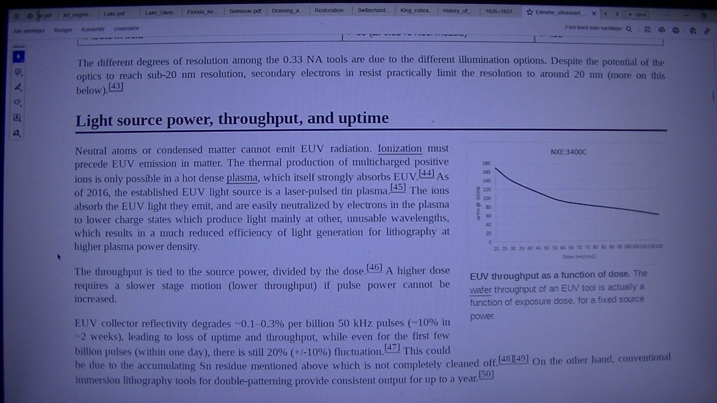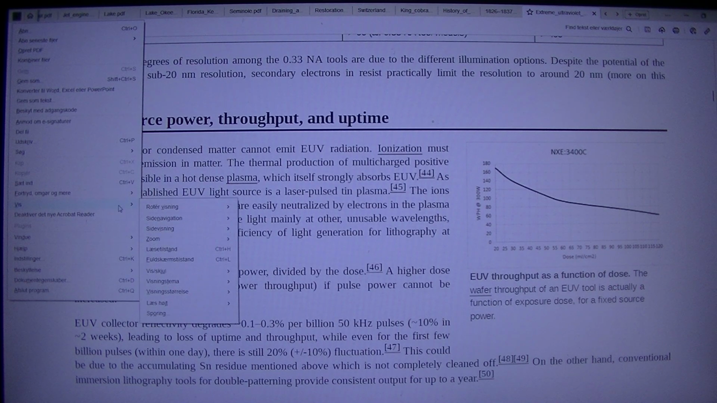As of 2016, the established EUV light source is a laser pulsed tin plasma. The ions absorb the EUV light they emit.